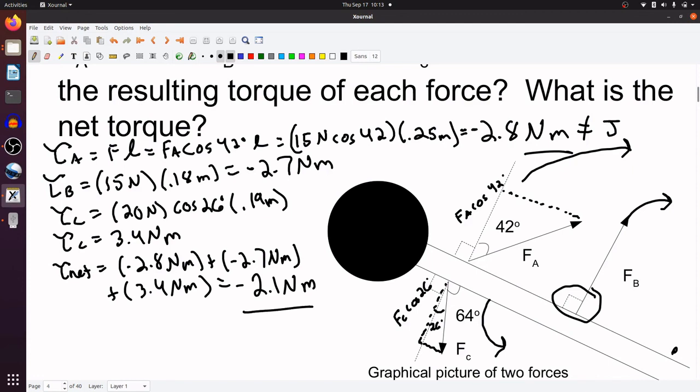Okay, so what does the negative tell you? That means that the object will rotate clockwise. So the direction actually does really matter when you're doing torque, because if you have all these forces acting on an object and you want to know what direction it's going to rotate, that's why you need the convention of negative and positive.